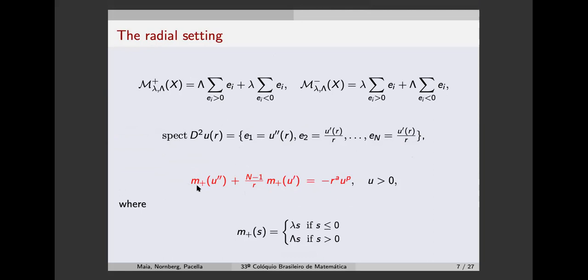It's going to be M plus of u'' plus (n minus 1) over r times M plus of u' equals minus r to the a up, and depending on the sign of this u' and u'', you have the expression small lambda s for s less or equal to 0, or big lambda s for s bigger than 0. So depending on the sign of the eigenvalues, you know what expression you're dealing with.